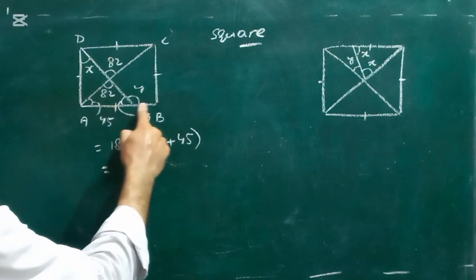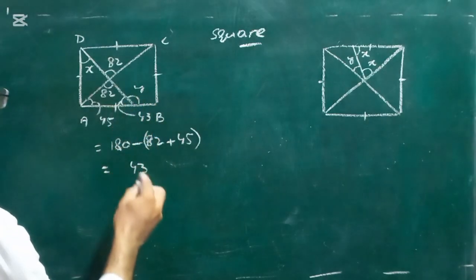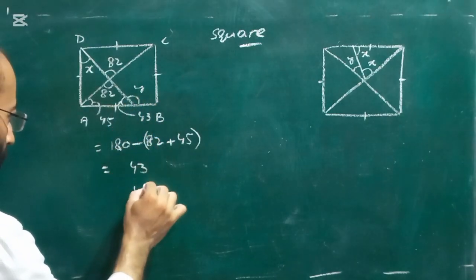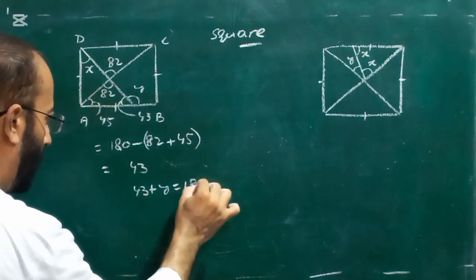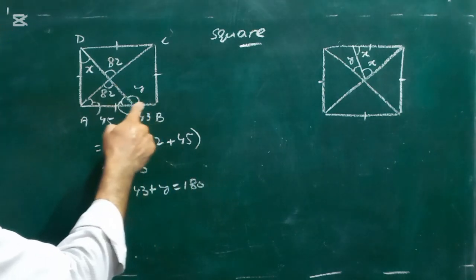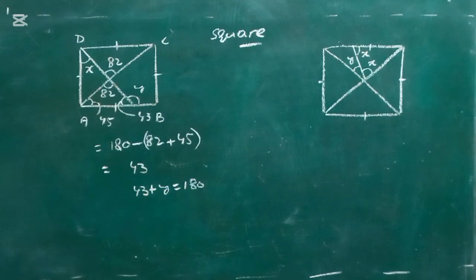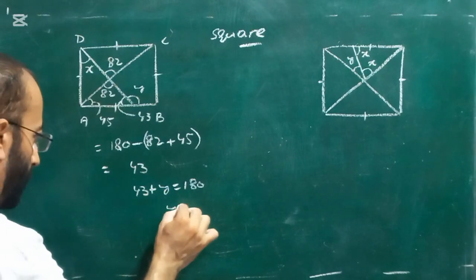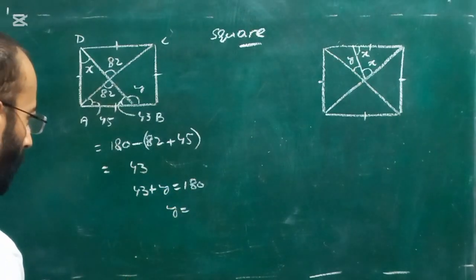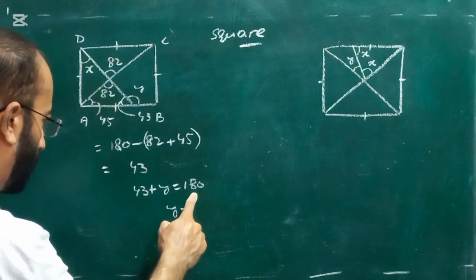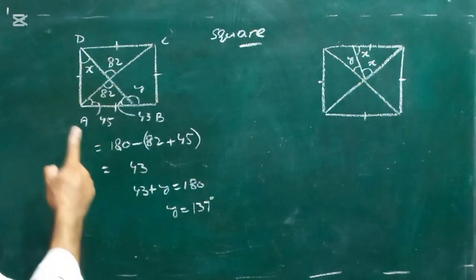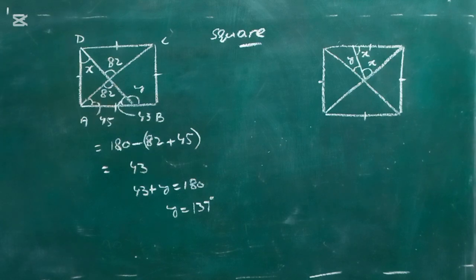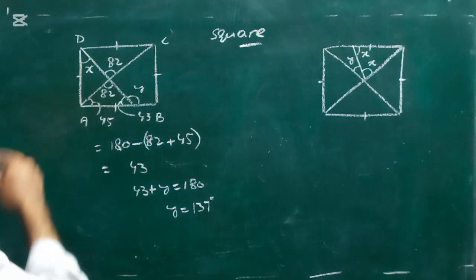So come to this straight line. 43 plus y will be 180 degrees, because the sum of the angles on a straight line is 180. From here, y will be solved. That will be 137. So in this figure, y is done, but still x is left.